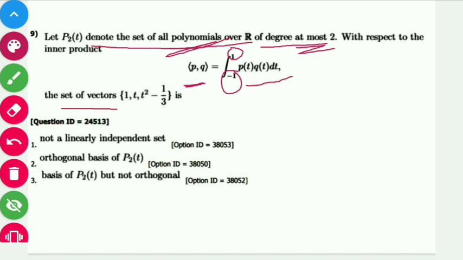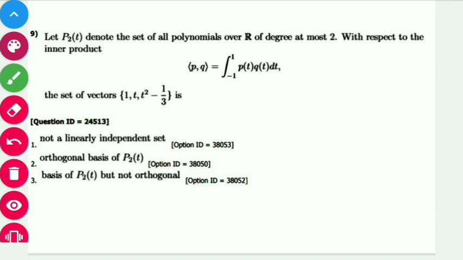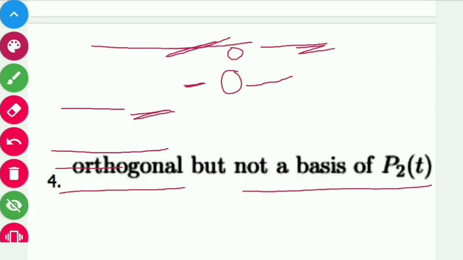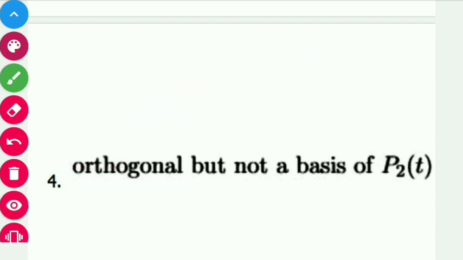Then the set of vectors 1, t, t square minus 1 by 3 is: first option, not a linearly independent set; second, orthogonal basis of P2; third, basis of P2 but not orthogonal; and last option, orthogonal but not a basis of P2. So let us solve this.